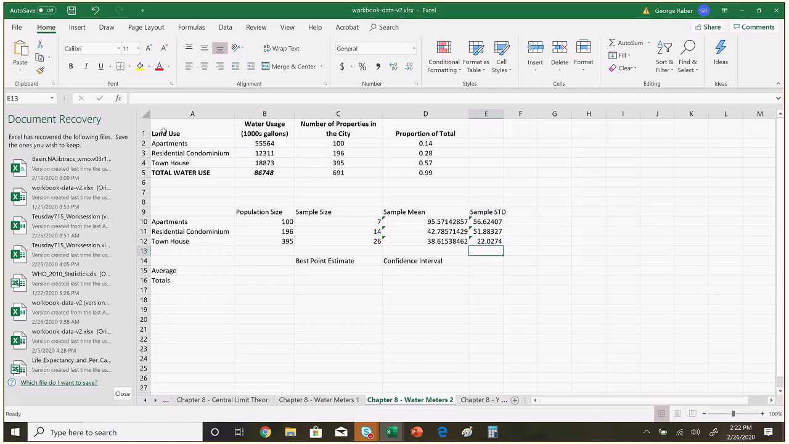But it's not as straightforward now. We have the best point estimate of each category. In other words, we know the best point estimate for apartments, because we're assuming that this is a random sample of apartments. So the best point estimate of the average water usage for apartments is 95.57. It's kind of interesting. I hope we calculated that right, but I wonder why apartments are using so much water compared to everybody else. It's pretty crazy. Let's make sure I got the right value.